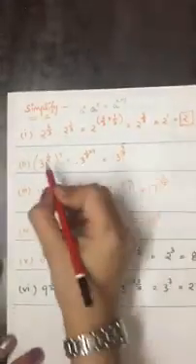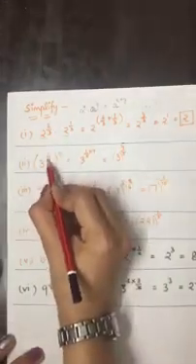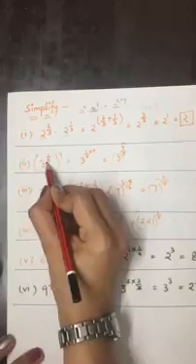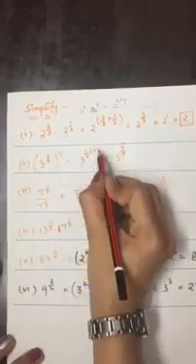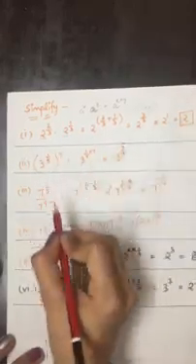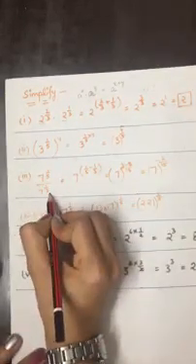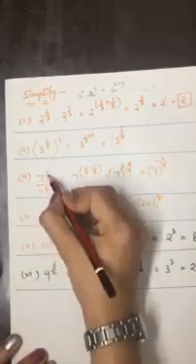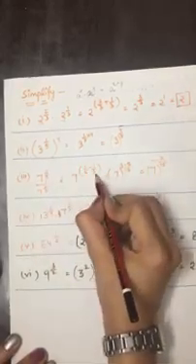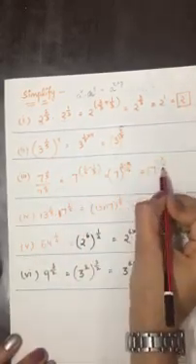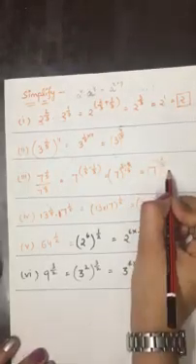Next, 3 raised to the power 1 by 5 raised to the power 4. As you can see, power of a power, powers would be multiplied. You will get 4 by 5. Then 7 raised to the power 1 by 5 divided by 7 raised to the power 1 by 3. Simple division law, powers would be subtracted. 1 by 5 minus 1 by 3, that is equal to minus 2 by 15.